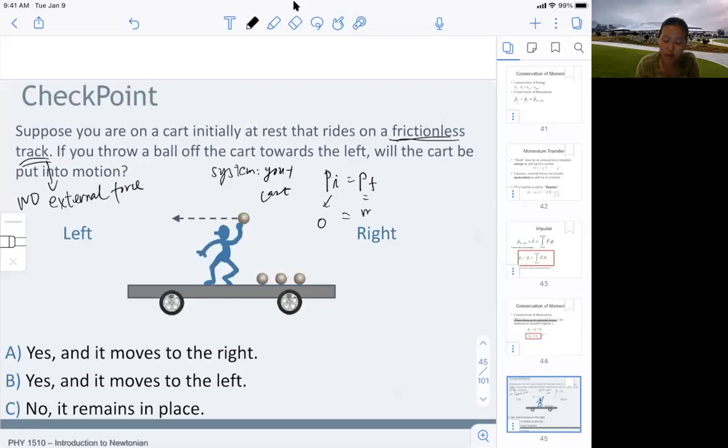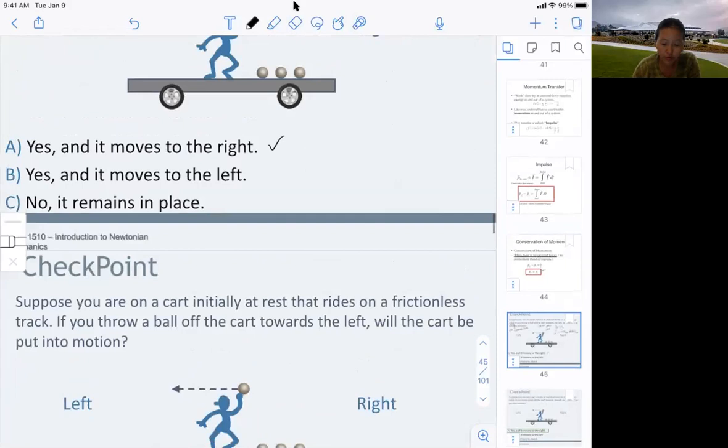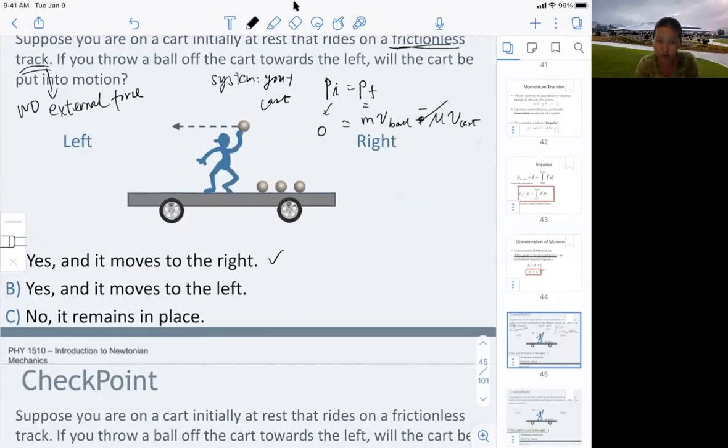So if you throw the ball with some velocity, then the rest of you should have another velocity that is in the opposite direction of the ball. So it should be minus. So yes, it will be put into motion, right? And it will be moving opposite to the ball, which is to the right. Yes, it will move to the right. Throw the ball to the left and the cart moves to the right. So this is a quick application of conservation of momentum.